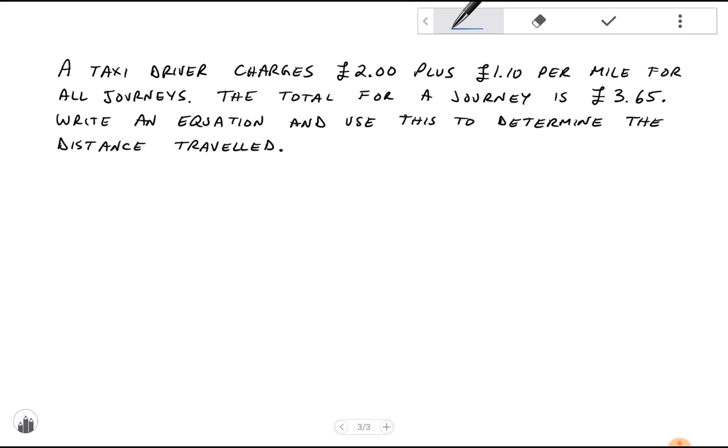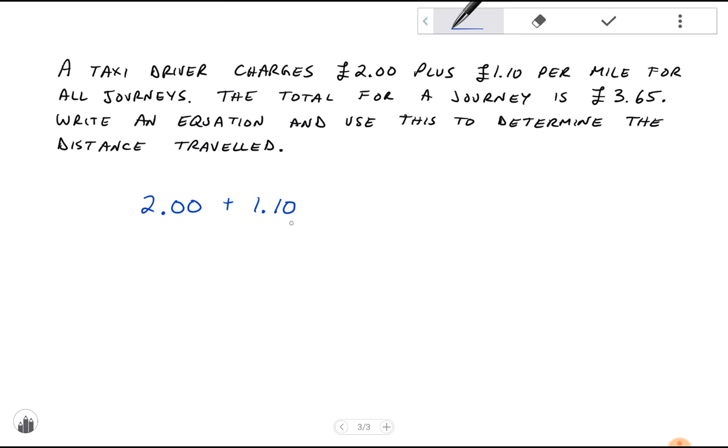Third question here. A taxi driver charges £2 plus £1 and 10p per mile for all journeys. The total for a journey is £3.65. Write an equation and use this to determine the distance traveled. Okay, so no matter what happens, you jump into that taxi, you're paying £2. So you're paying £2 just to get in. And then £1.10 for every mile.